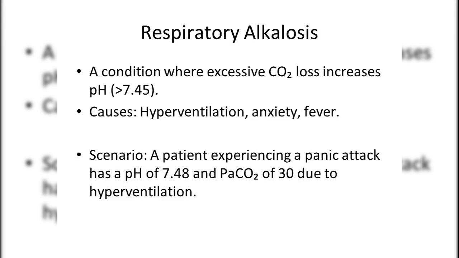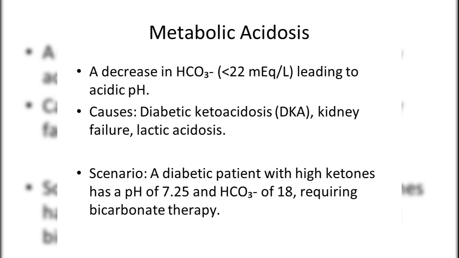This can be due to hyperventilation, anxiety, or fever. A patient experiencing a panic attack might have a pH of 7.48 and PaCO2 of 30 due to hyperventilation. Metabolic acidosis is characterized by a decrease in HCO3 below 22 MEq, leading to an acidic pH. Causes include diabetic ketoacidosis, kidney failure, and lactic acidosis.